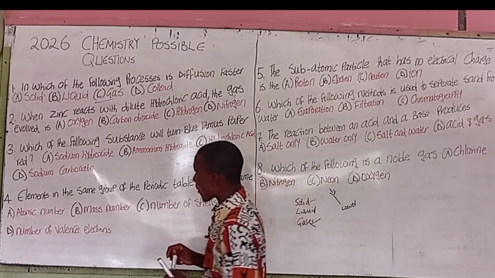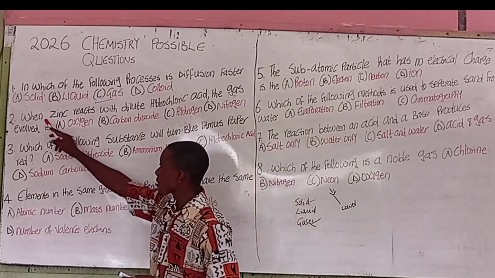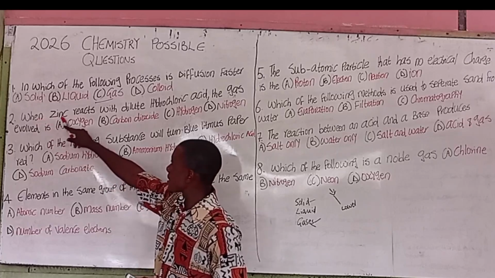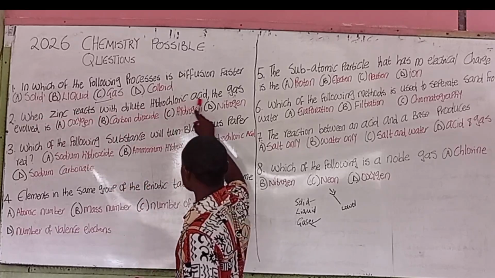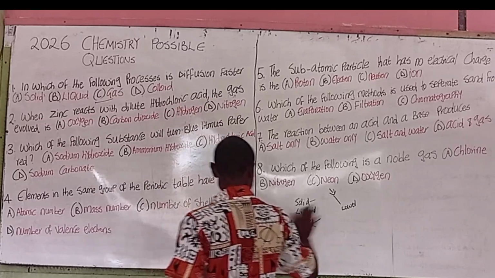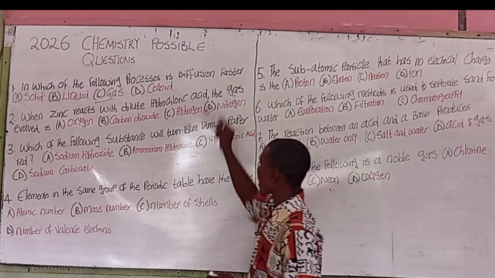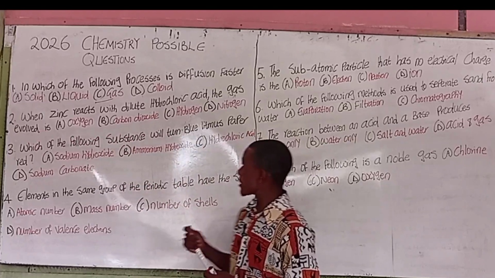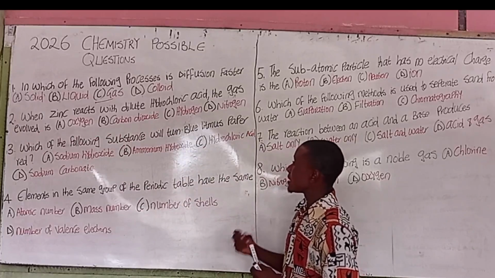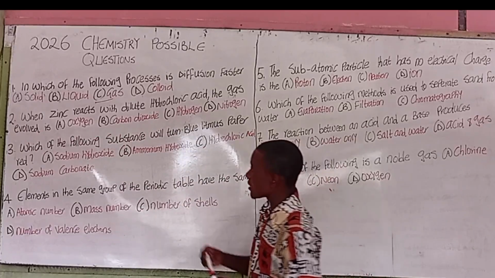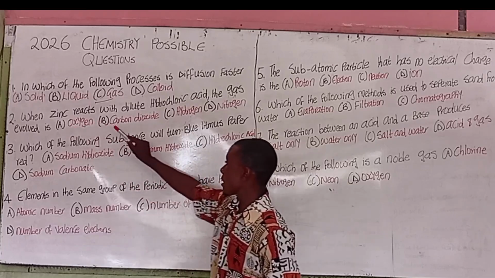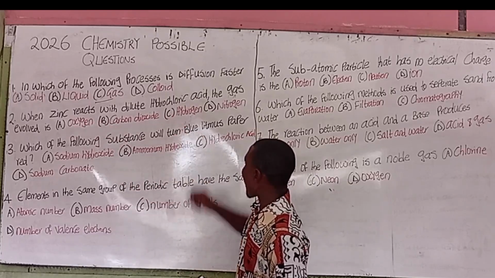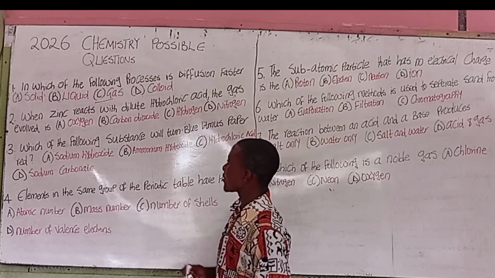We move ahead to question number 2. It says, when zinc reacts with dilute hydrochloric acid, the gas evolved is A, oxygen, B, carbon dioxide, C, hydrogen, and D, nitrogen.